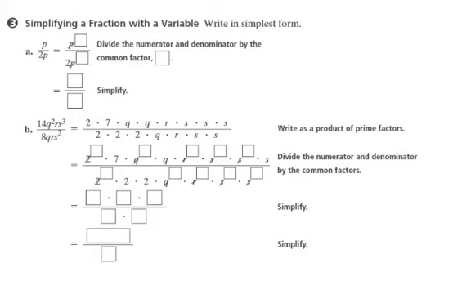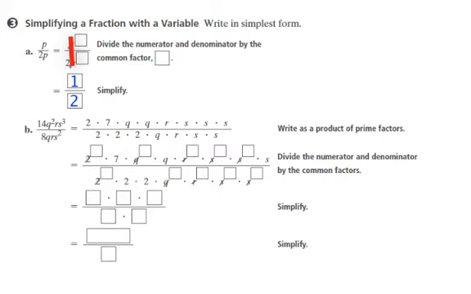When we cross those out, that's like dividing both by p. When you divide p by p, you get 1. So our numerator is going to be 1 and the denominator is going to be 2. So p over 2p equals 1/2.